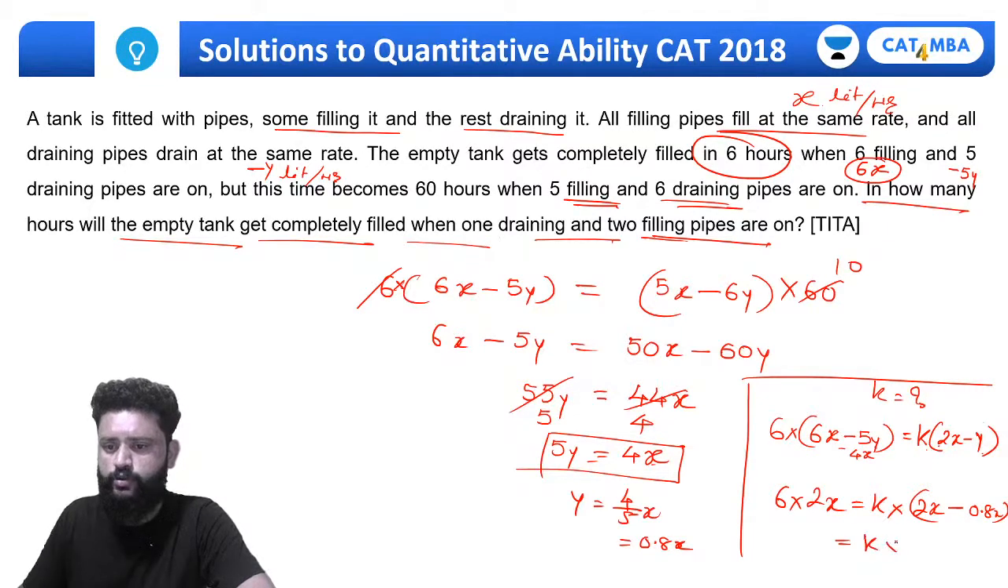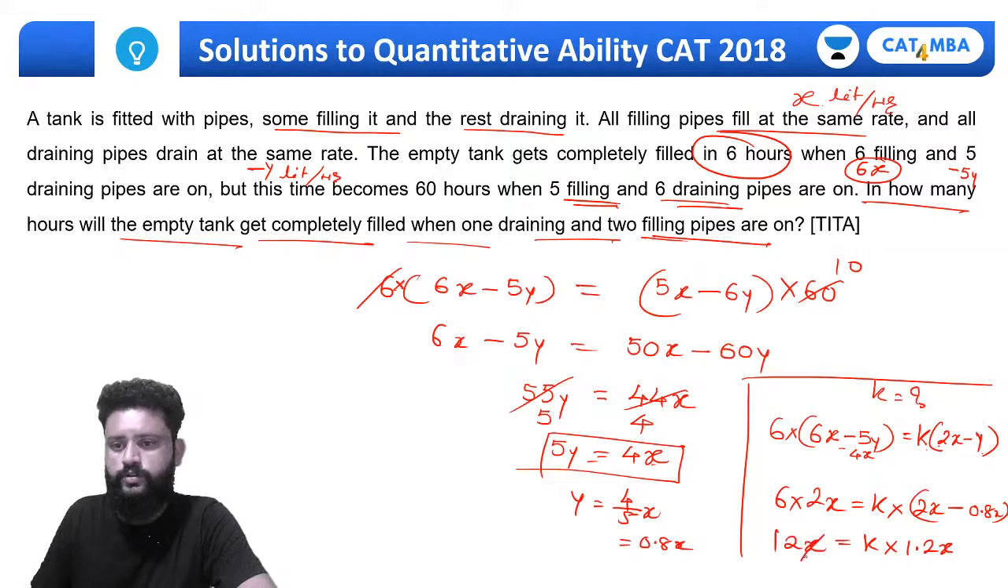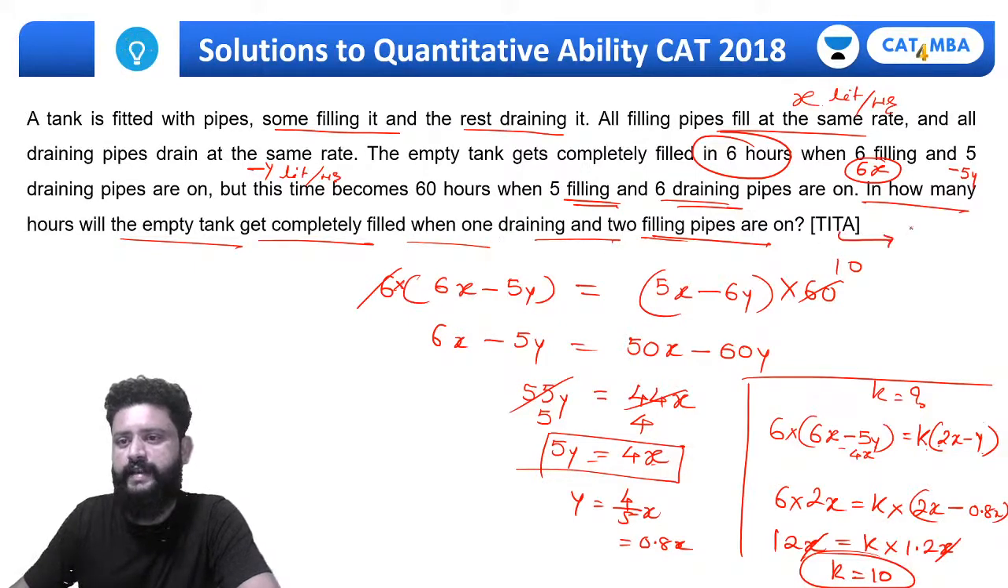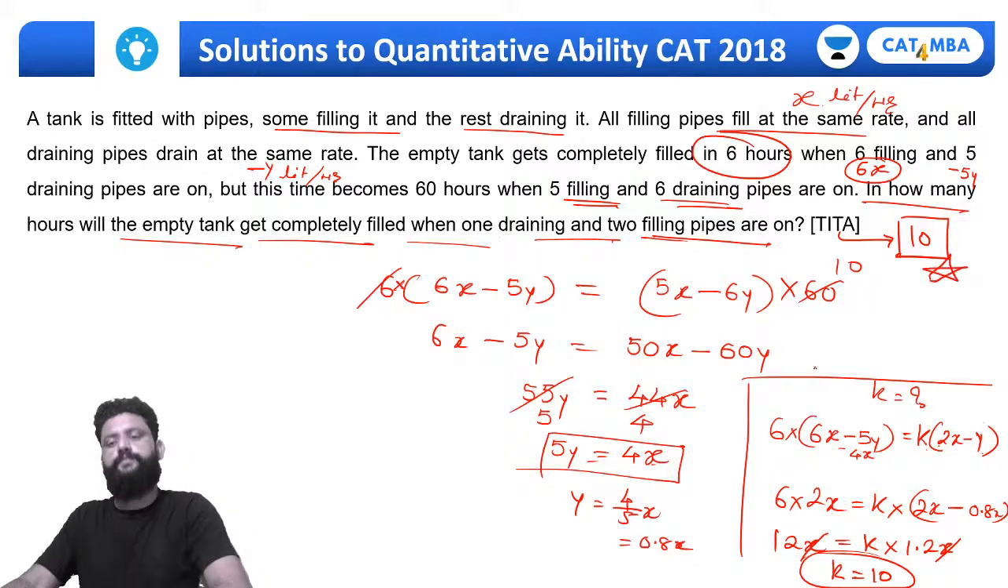So k into 1.2x must be equal to 6 into 2, that is 12x. So x gets cancelled, k का वैल्यू हमें मिलेगा 10. So how much time it will take to fill the tank? Answer is 10. That's it. That's the answer.